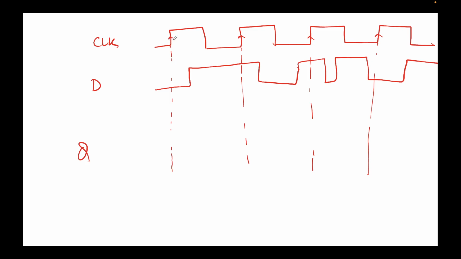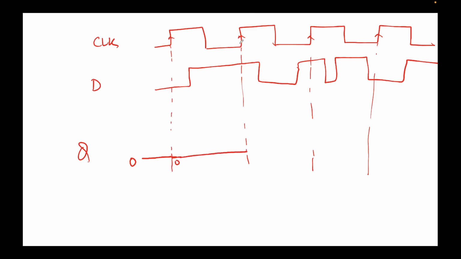When there's nothing happening over here, I'll assume that the initial Qn plus 1 was 0. The initial value was 0. So at this clock edge, the D flip flop can respond because the clock allows it to. You'll see that D is 0, so the output will change to 0. This means it was 0, and now it will again remain 0. It will remain 0 until the next clock edge. So this will remain 0 until here.